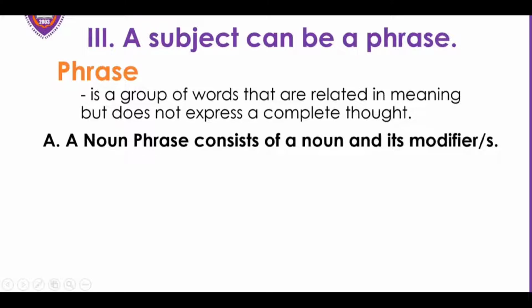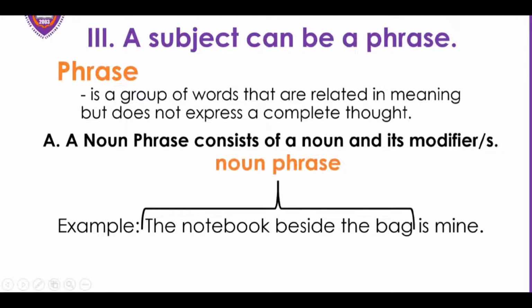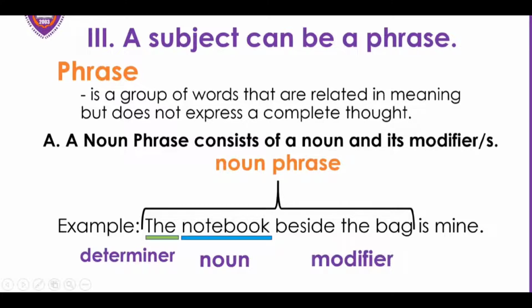A noun phrase consists of a noun and its modifier or modifiers. Example sentence: the notebook beside the bag is mine. The phrase "the notebook beside the bag" is a noun phrase. This phrase consists of the noun notebook, the determiner the, and the modifier beside the bag.